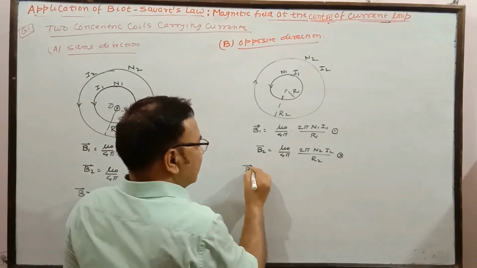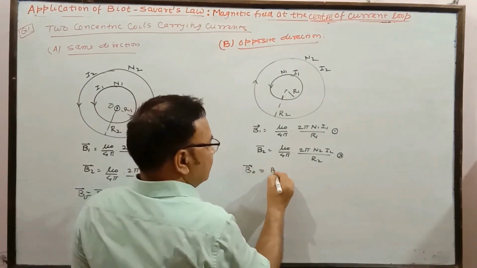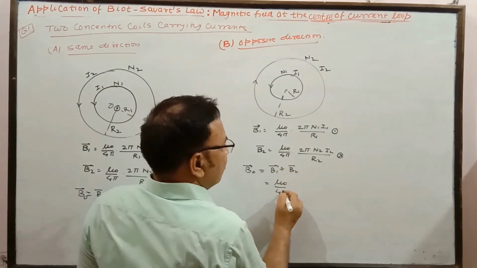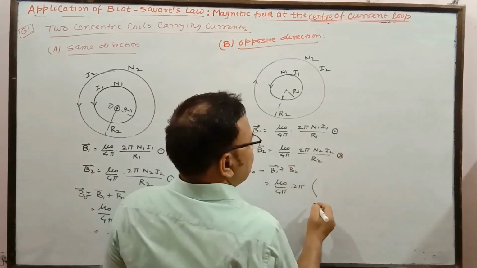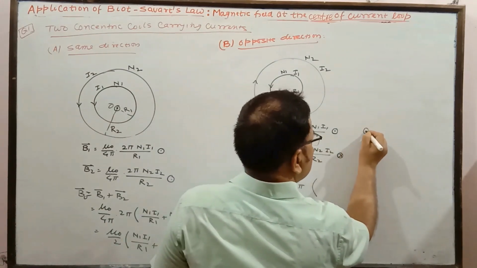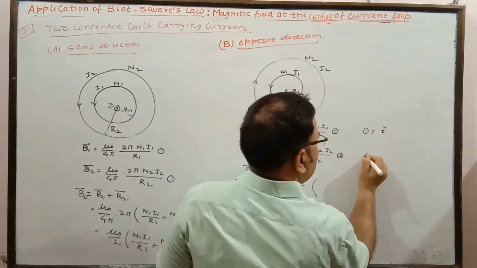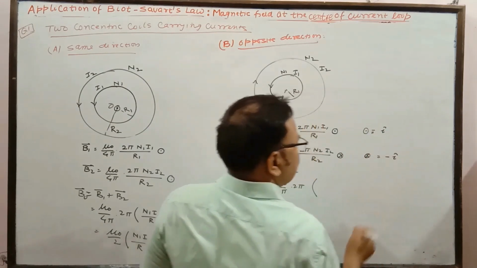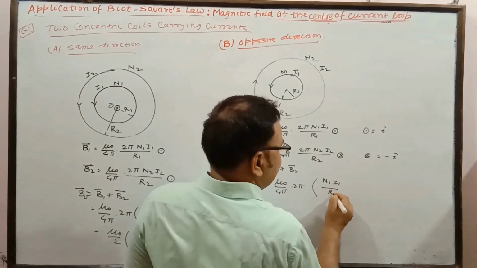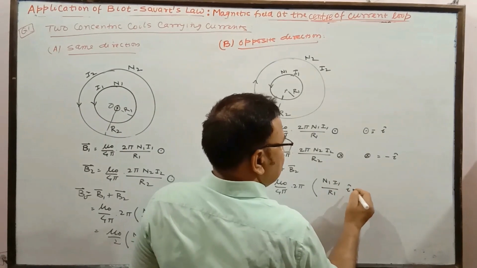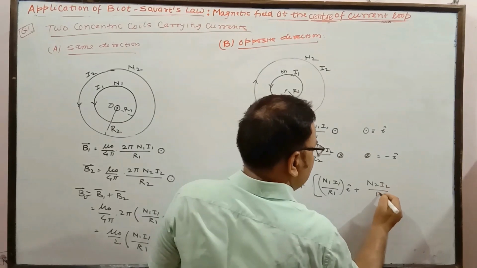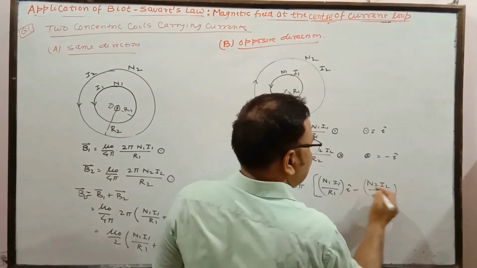So the net vector field is equal to B1 plus B2. Here some things are common. So what are the common factors? Mu naught by 4 pi into 2 pi. Here, if we are taking outward direction positive, suppose this is taken as I cap and this cross, then in that case minus I cap. So here you can say N1 I1 by R1 plus I cap, and for the second one it is N2 I2 upon R2 minus I cap, or you can put minus here.